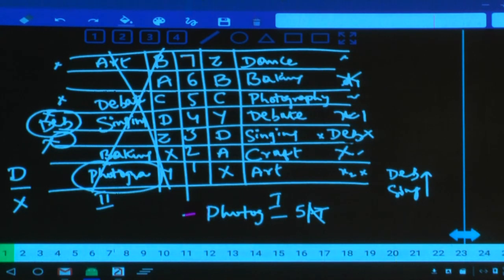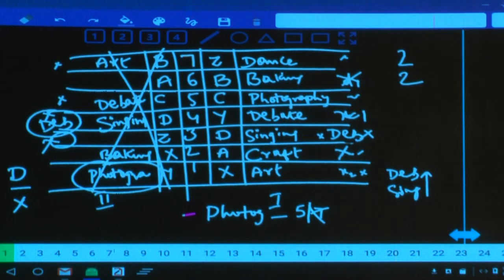Done with this? Then question number 80. In which of the following competitions does C participate? As C is participating in photography, that is choice 2. And question number 81. Who among the following lives on floor number 3? On floor number 3, tell me who is that person? D. D lives on floor number 3.